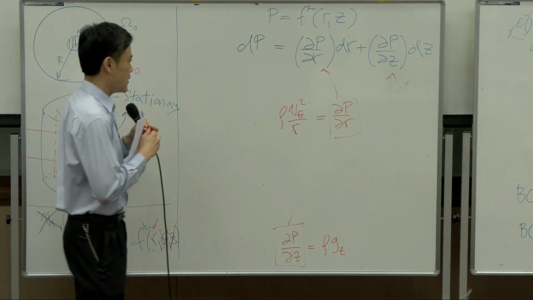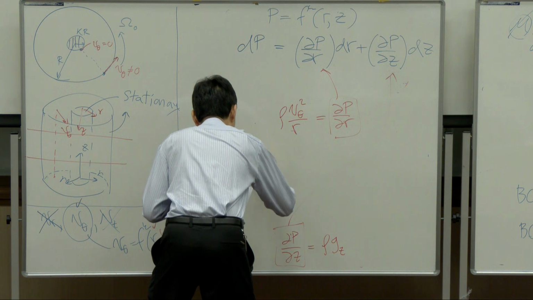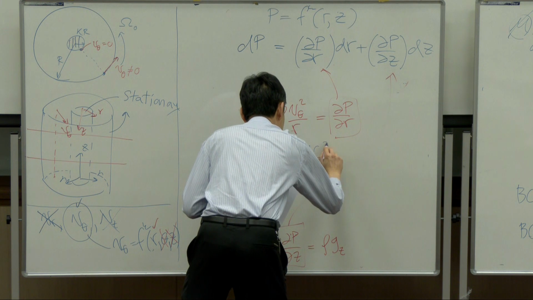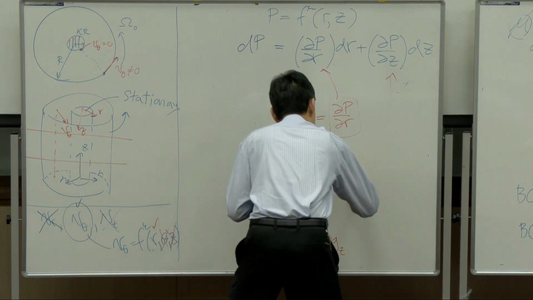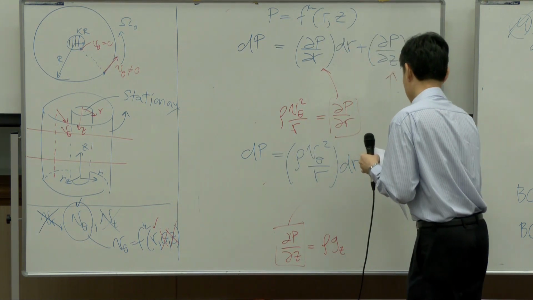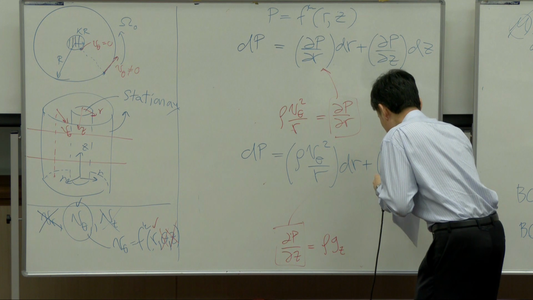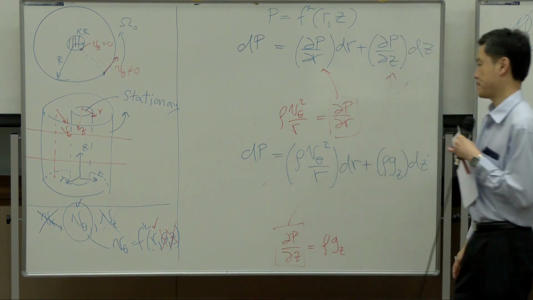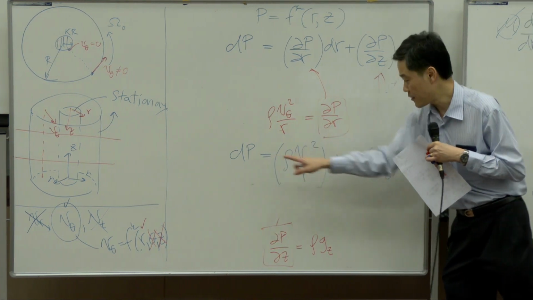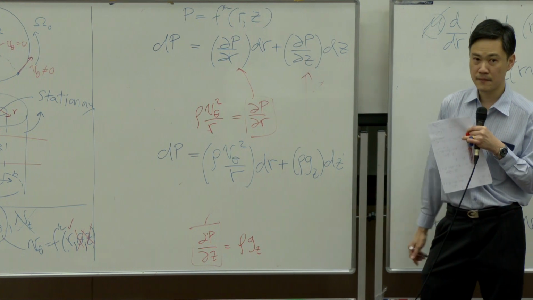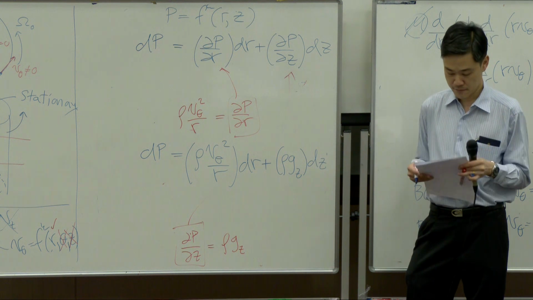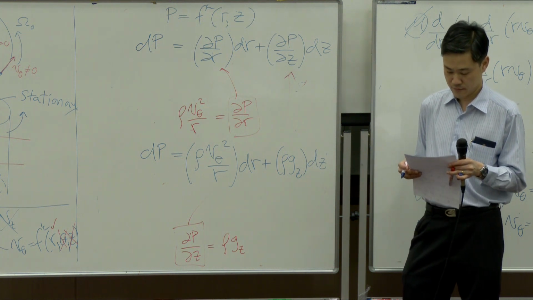Okay? So if I write further, I can get dP equal to rho v theta squared over r dr plus rho g z dz. That should be one single equation giving you pressure at any point. If you integrate this equation, you end up with the pressure profile. Okay?